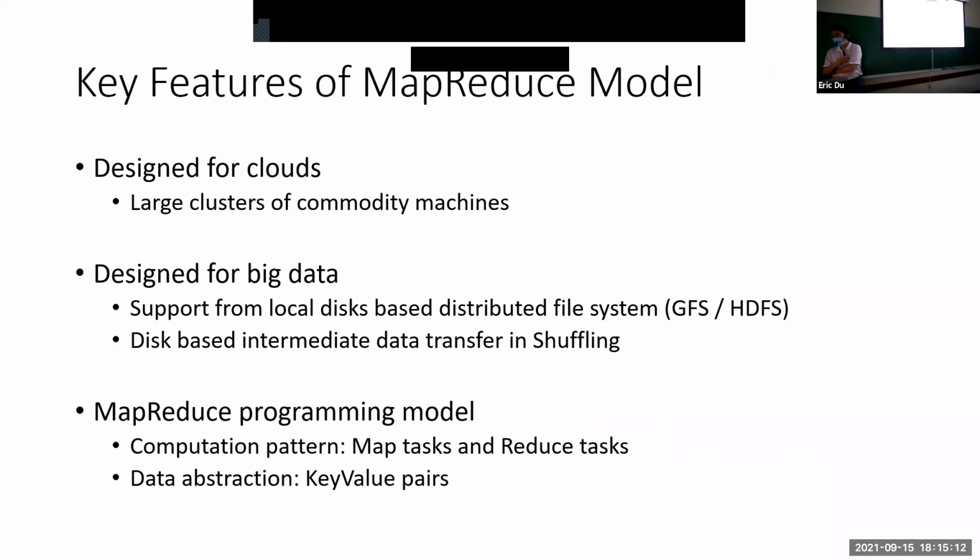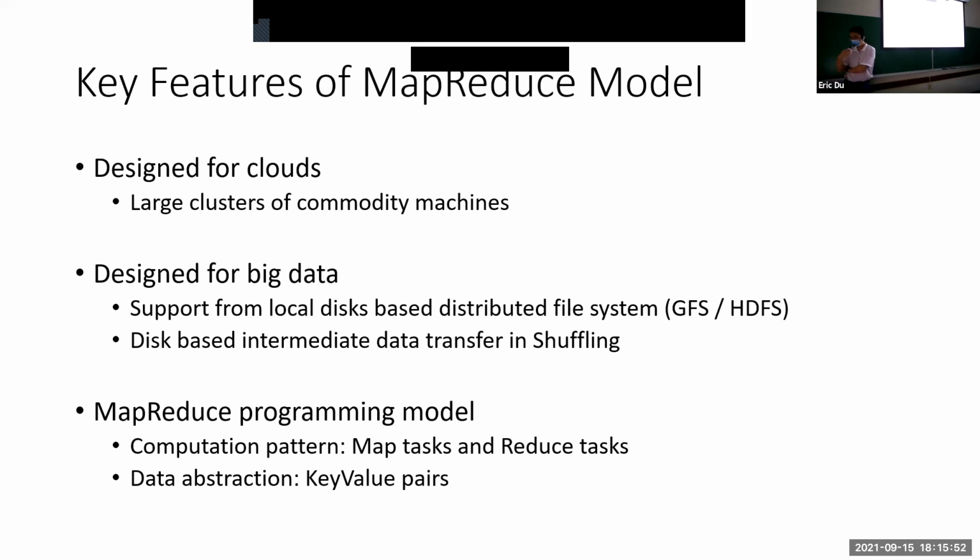The key features of the MapReduce model, or the operating system. So this is the logic of the operating system. It's designed for clouds, so it can manage large clusters of commodity machines, the commodity Linux servers. It's designed for big data. It's kind of like our Windows operating system can support FAT, a file format or hard disk format. MapReduce supports HDFS, a hard disk format, right? We just give them different names, but the logic is the same.